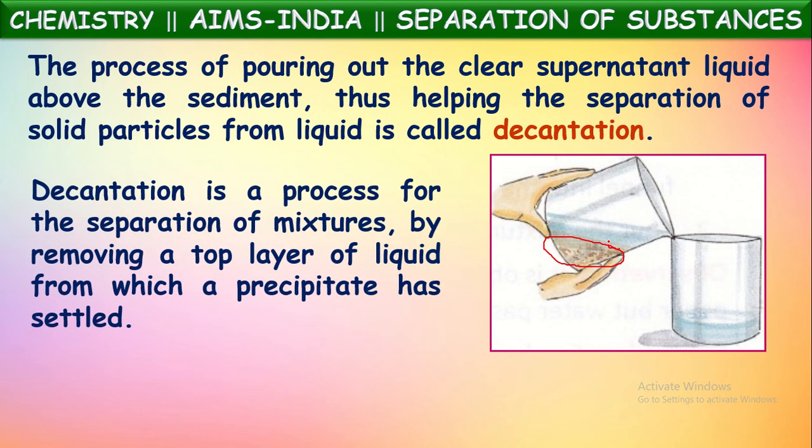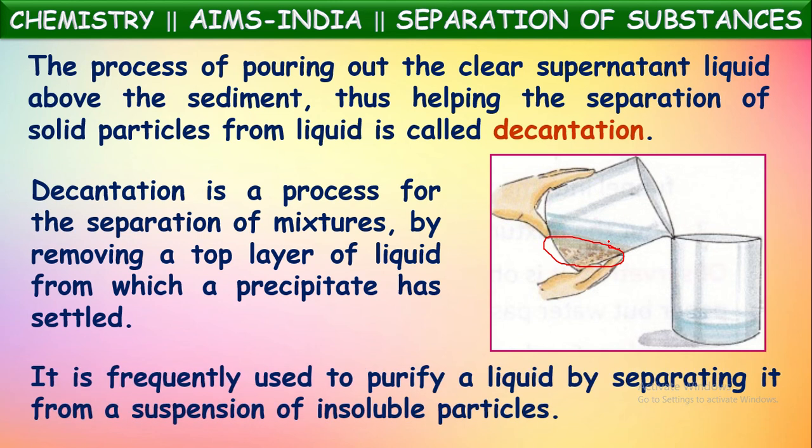Decantation is a process for the separation of mixtures by removing a top layer of liquid from which a precipitate has settled. So separating the supernatant liquid into another container, leaving the sediment in the previous container, is decantation. It is frequently used to purify a liquid by separating it from a suspension of insoluble particles. Okay, suspension mixtures are generally separated by using these techniques called sedimentation and decantation. These two processes are used together.